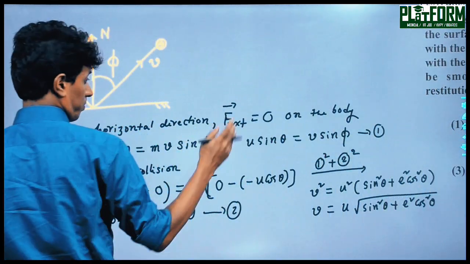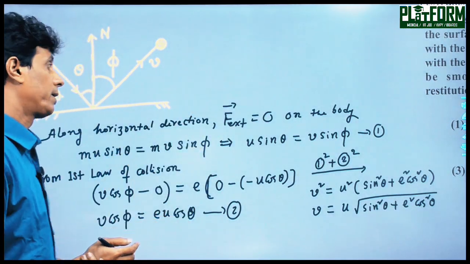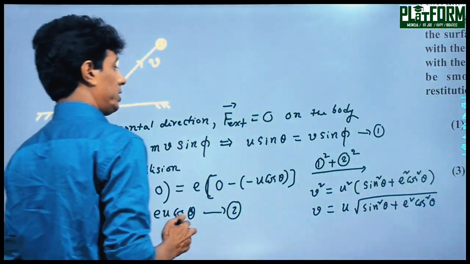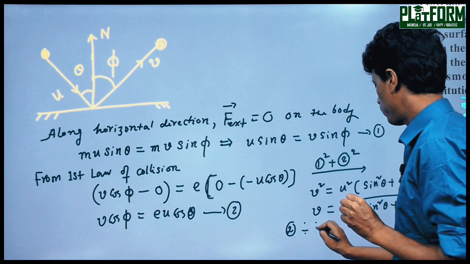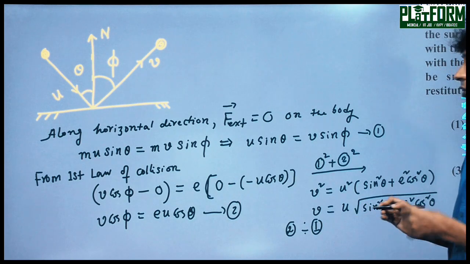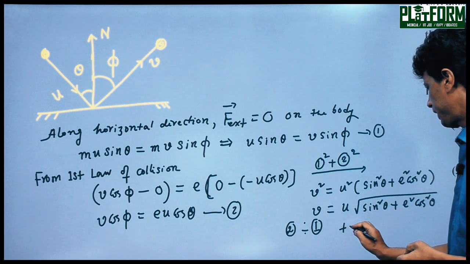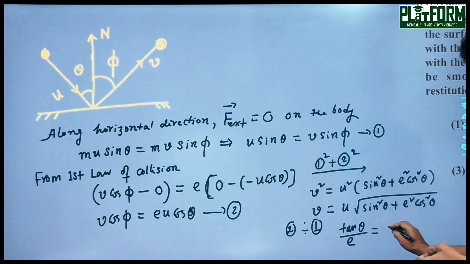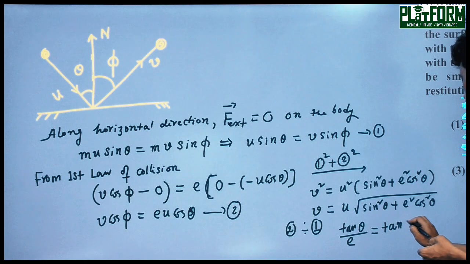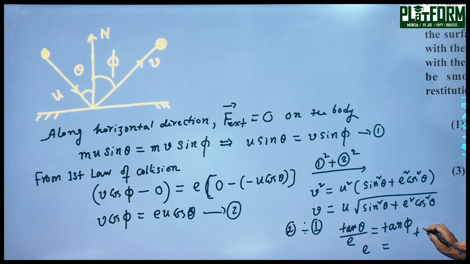Though it is not asked in our problem, sometimes a question is asked what will be the velocity after the collision. Dividing 2 by 1, we get tan theta by e is equal to tan phi. So e is equal to tan theta by tan phi.